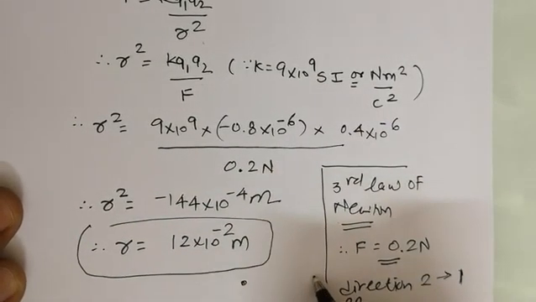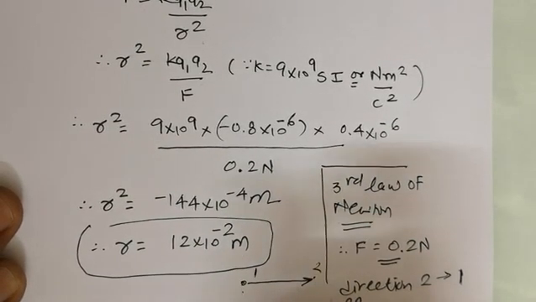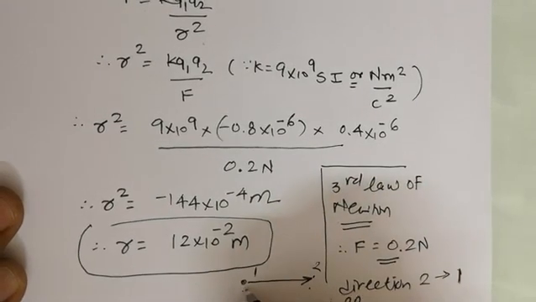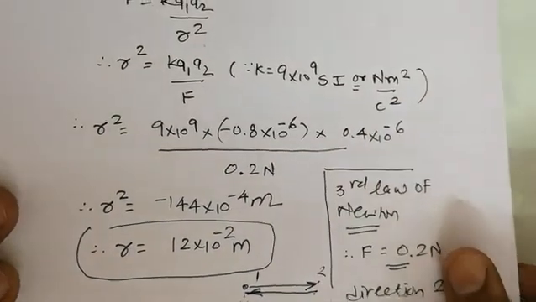So I have one charge over here, one charge over here. So it is applying force in the direction from left to right. If my second charge is applying force on the first one, its direction will be opposite, but the amount of force will be the same. So this is the end of the second example.